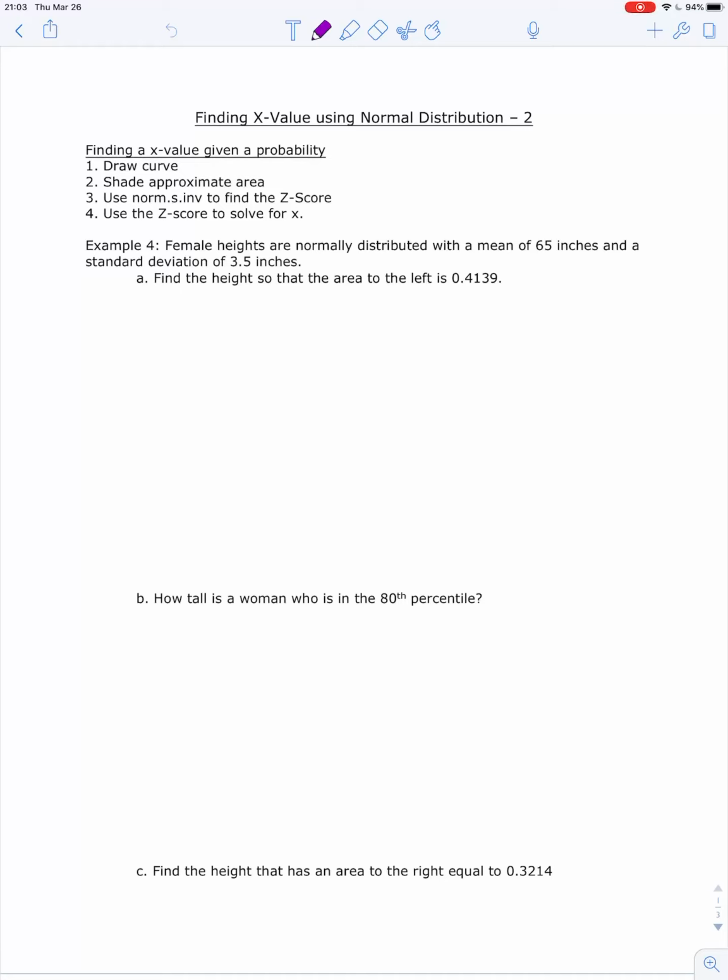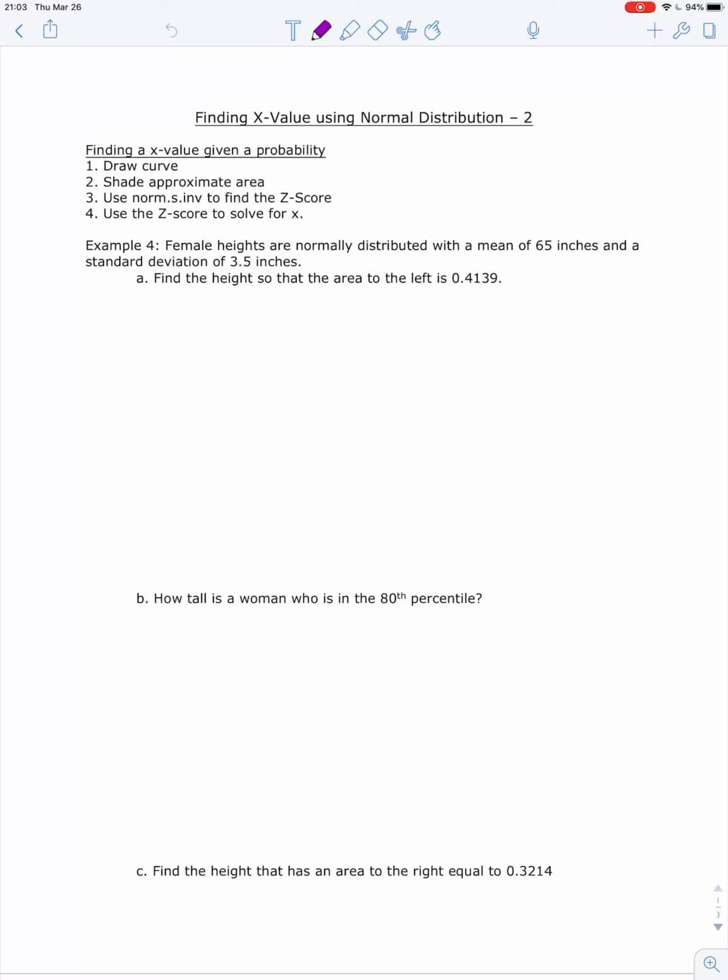And we are continuing on. So now we're going to do some examples of how to find an x value if we have the probability of something and that something is normal. So just like when we were finding probability, when we're finding the data value or the x value, we're going to follow a 4-step process.